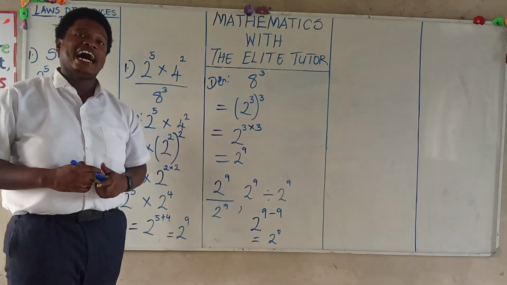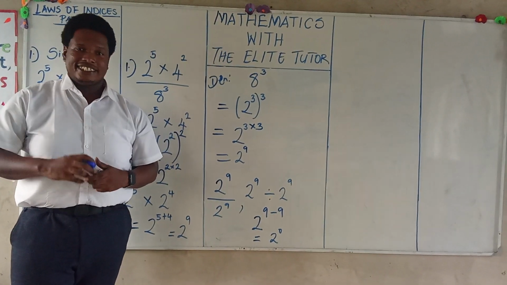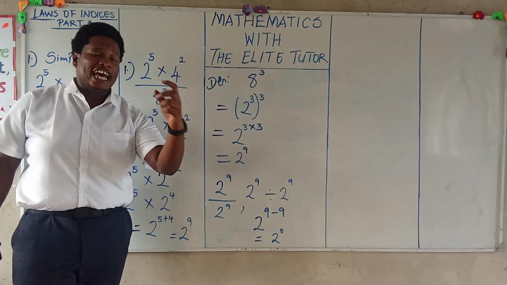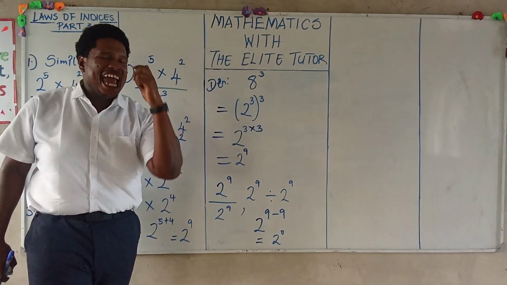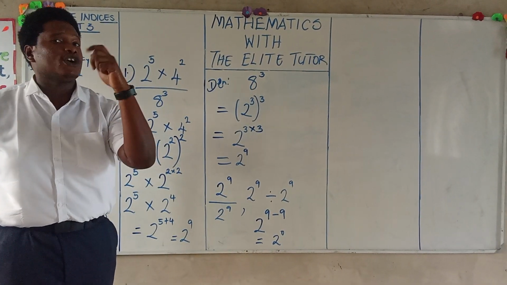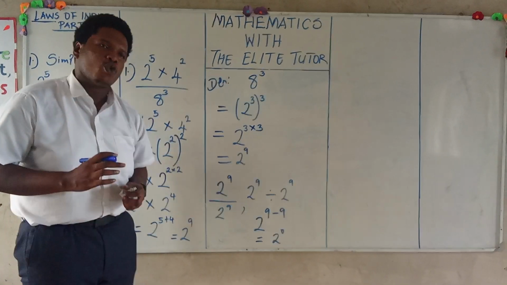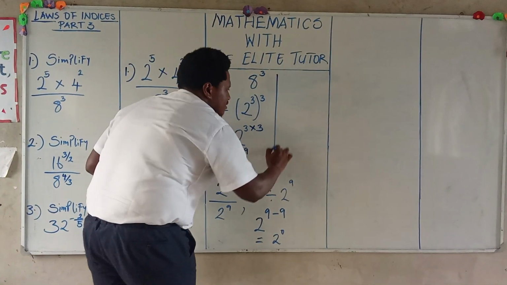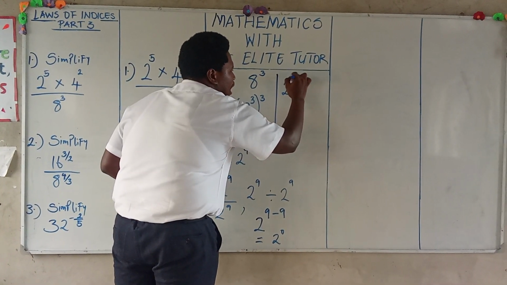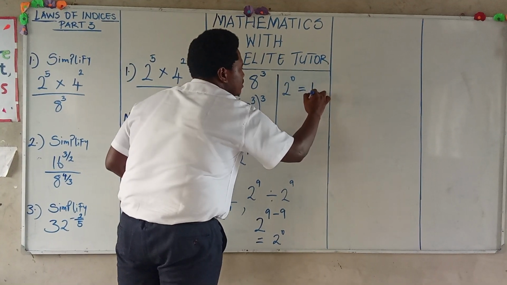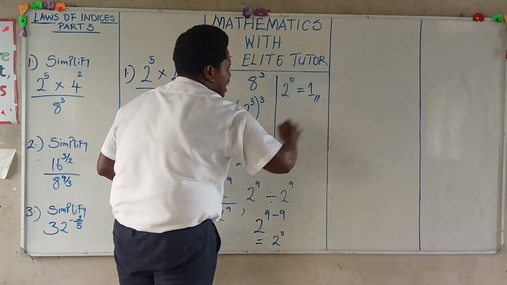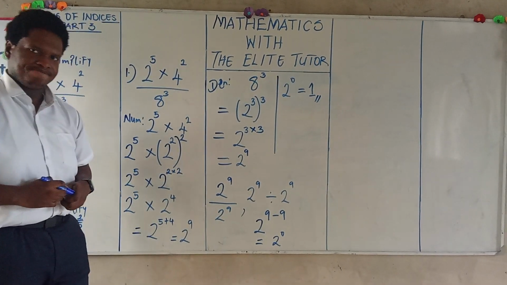And this will not be our final answer. Don't forget, the 0 index law says that any number raised to the power of 0 gives us 1. A raised to the power of 0 gives us 1. So 2 raised to the power of 0 gives us 1, and then our final answer is 1.